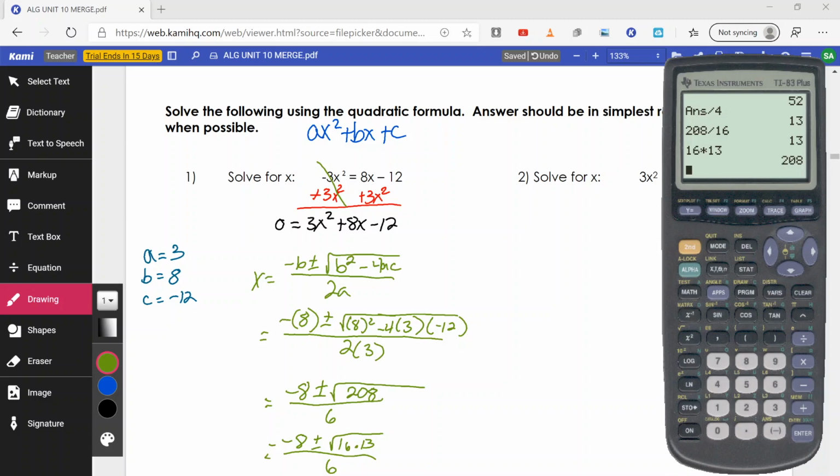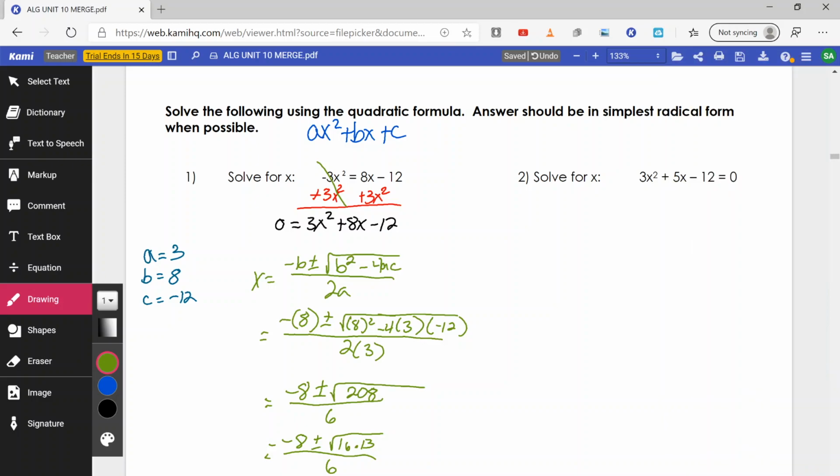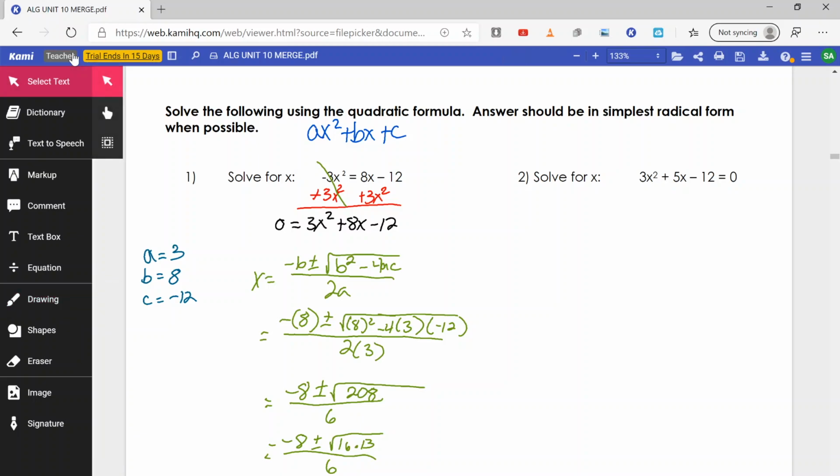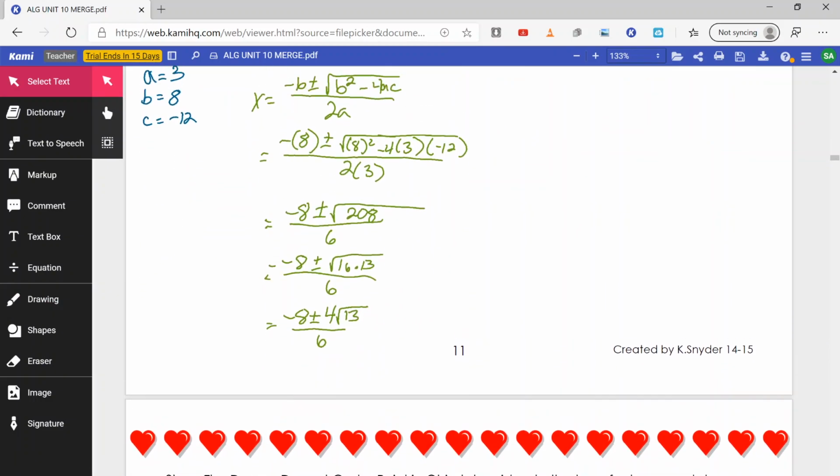So now what I can do is I can take the square root of 16. 16 is a perfect square. So we have negative 8 plus or minus, and then the square root of 16 is 4 times the square root of 13, all over 6. So the last thing I want to do, because I cannot add 4 root 13 to negative 8, I have to leave it as is. So what I'm going to do is simplify this as much as I can. So our whole numbers that we're dealing with, we have 8, we have 4 up top, and we have 6 on the bottom. So if I think about it, I can divide all 3 of these by 2.